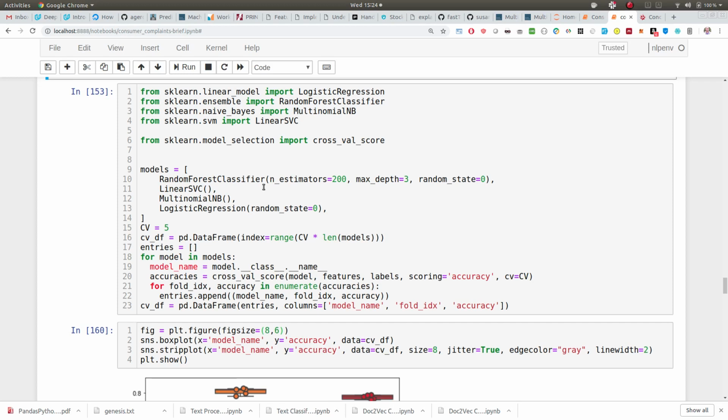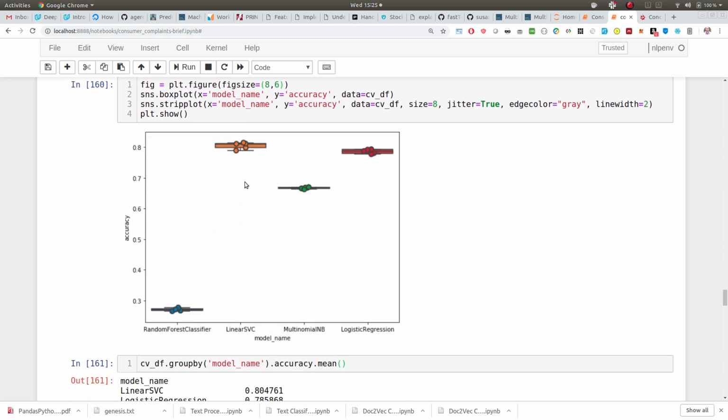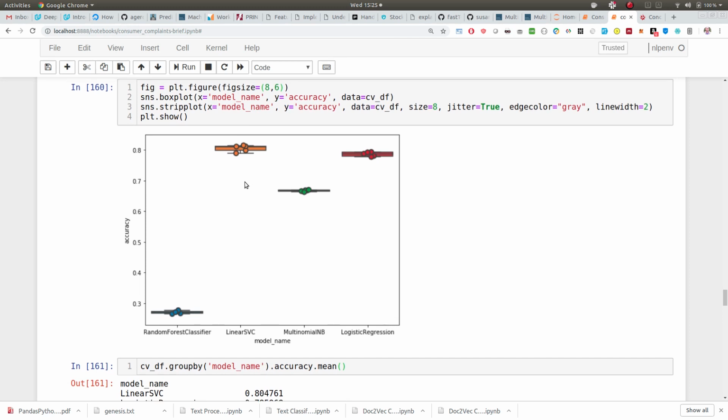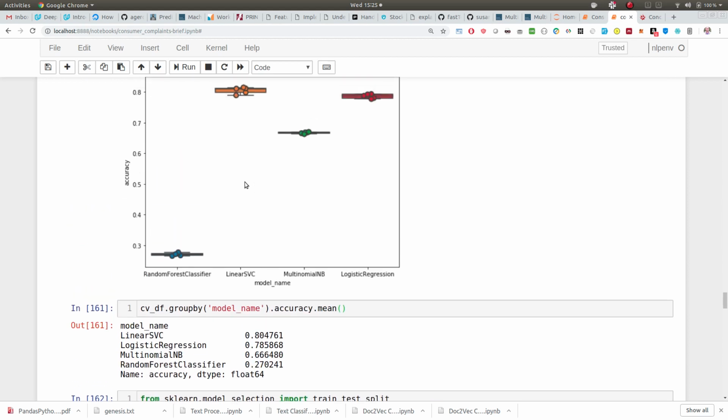Here we experiment with different machine learning models and evaluate their accuracy and find the source of any potential issues. So the ones we try are random forest classifier, linear SVC, multinomial naive Bayes, and logistic regression. From the box plot, we can see that linear SVC is the best performing, and we can see that in the score here.